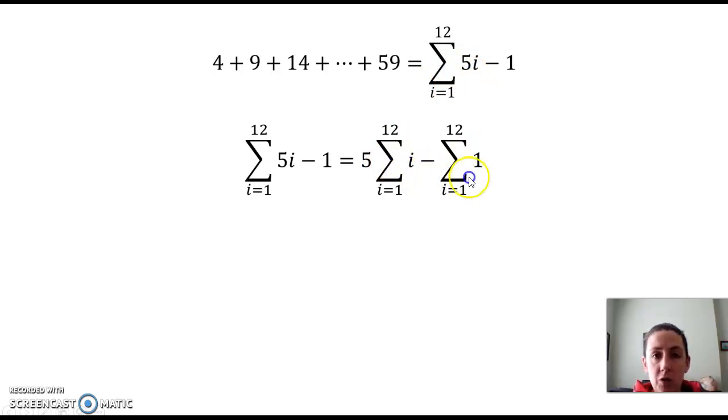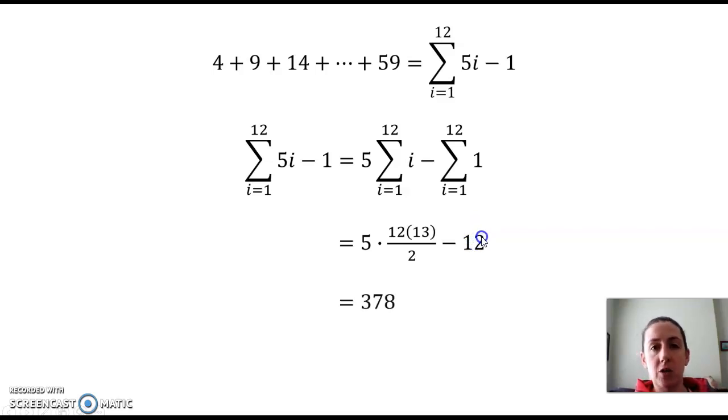Now look back at your notes from a couple minutes ago. This matches a formula, and this matches a formula. And so this 5 carries through. The sum from 1 to 12 of i would be 12 times 12 plus 1, all over 2, minus the sum from 1 to 12 of 1, which would just be 12. And when you calculate that out, you get 378.